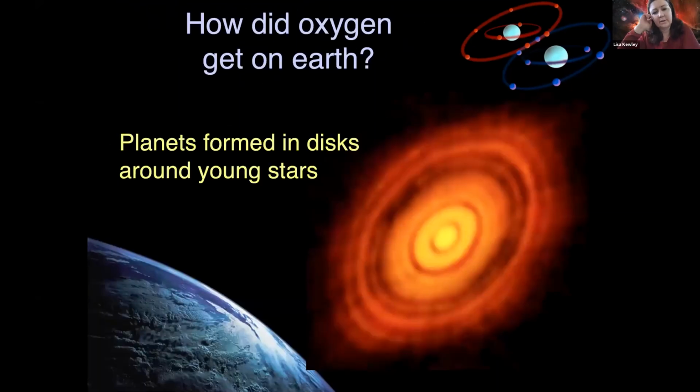Okay, now the question is, how did the oxygen get on Earth? Because we've seen that oxygen is created in stars, and then the stars blew that oxygen out using supernovae and stellar winds. And how did that get into planets? So we know that stars formed in disks. Planets formed in disks around young stars.